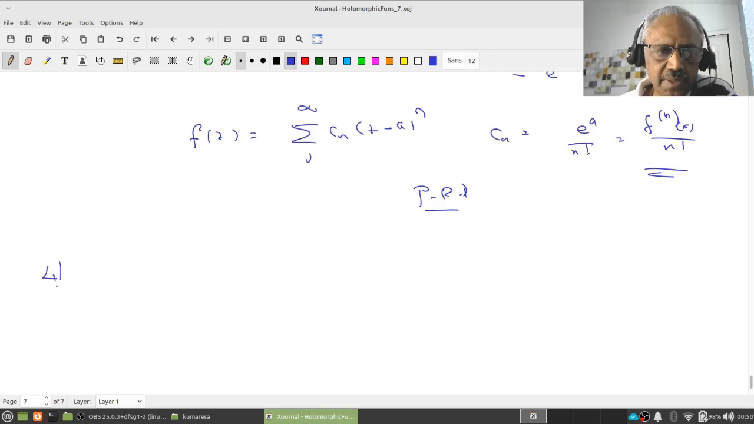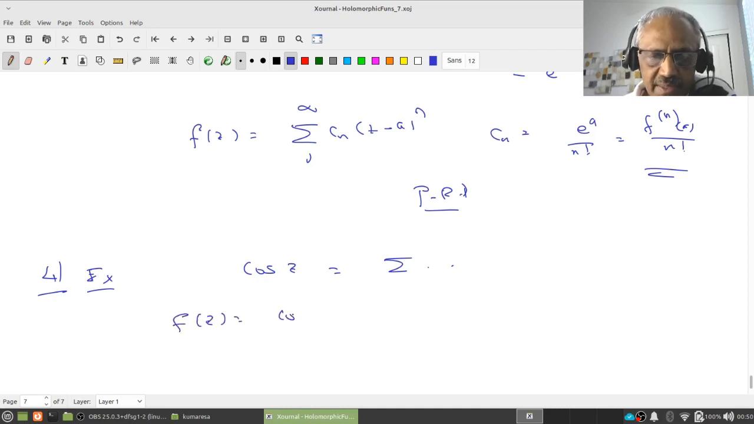So the fourth example, I will leave it as an exercise. You have cos z, right? Again you have a power series expansion for cos z, and I want to know whether f of z equal to cos z is analytic. Similarly g of z equal to sin z, z in C, is it analytic, right?